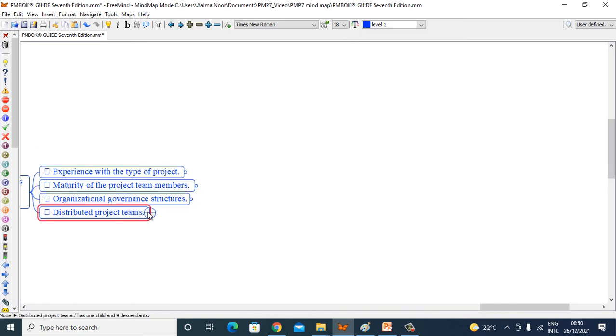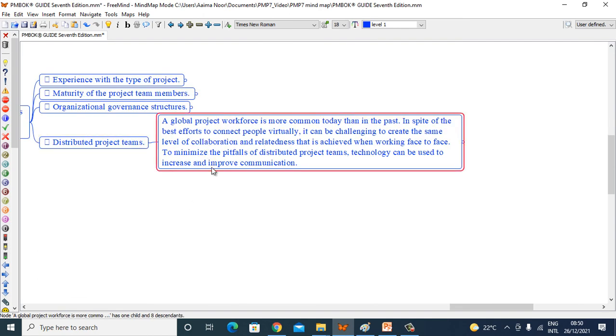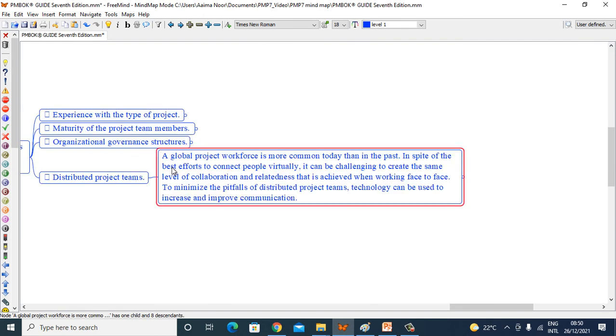Distributed project teams. A global project workforce is more common today than in the past. In spite of best efforts to connect people virtually, it can be challenging to create the same level of collaboration and relatedness that is achieved when working face-to-face. To minimize the pitfalls of distributed project teams, technology can be used to increase and improve communication.